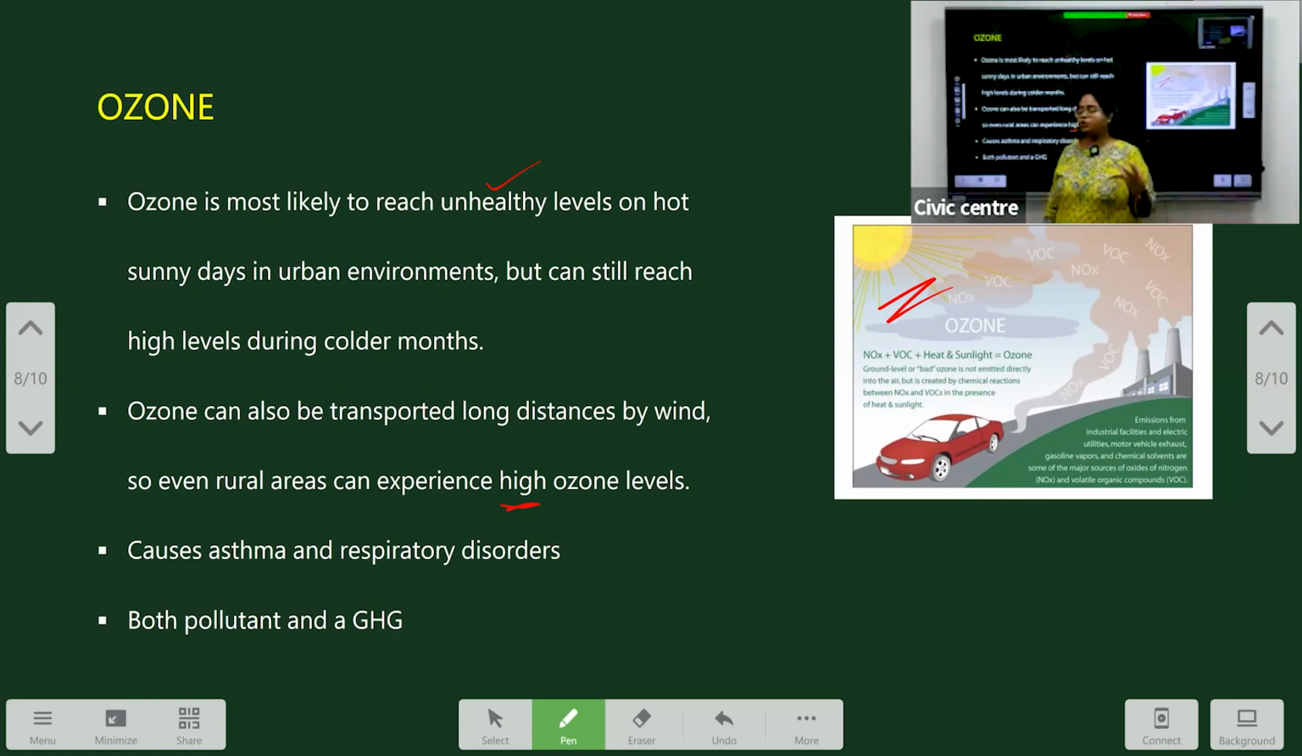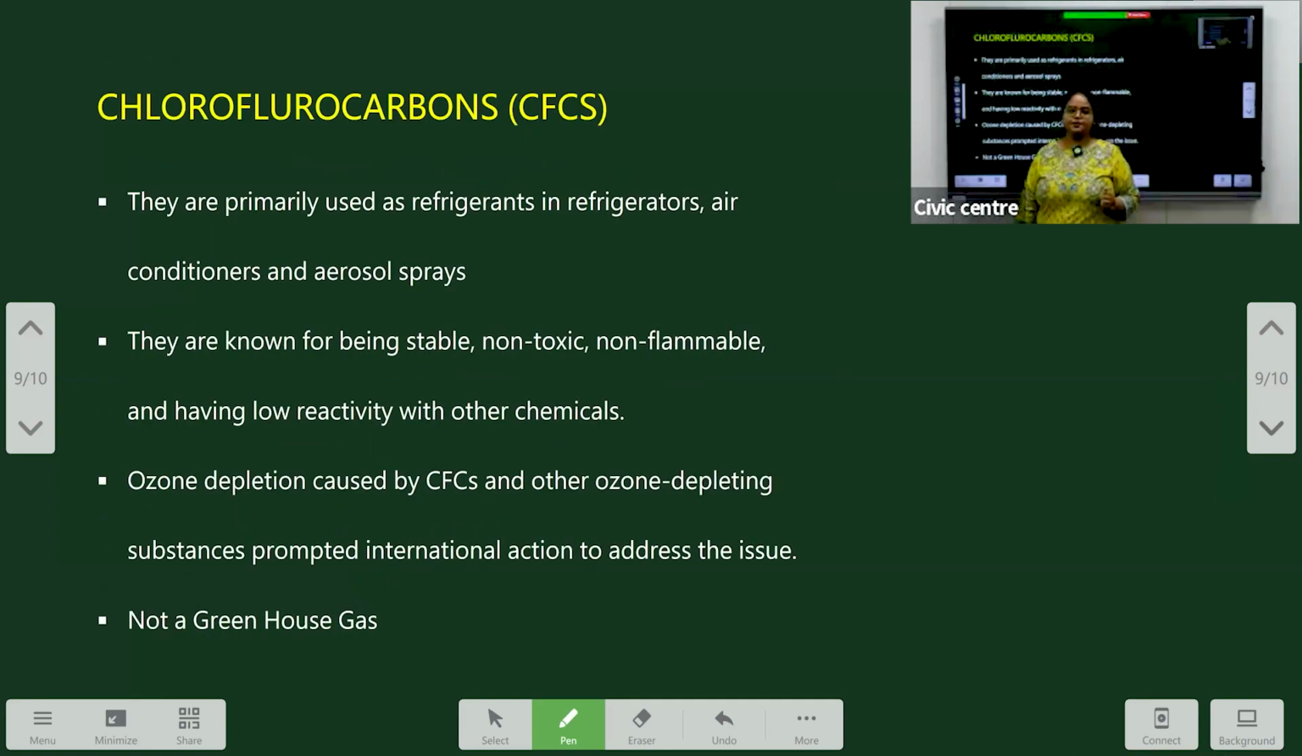These ozone levels can cause asthma and respiratory disorders. And this is important, that ozone is both an air pollutant and a greenhouse gas. Next, let's see what are CFCs or chlorofluorocarbons.